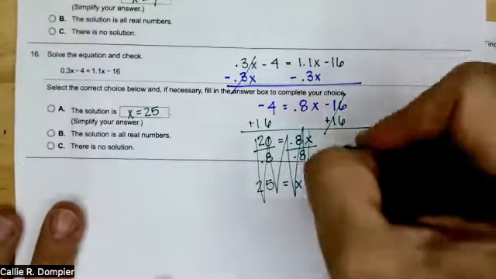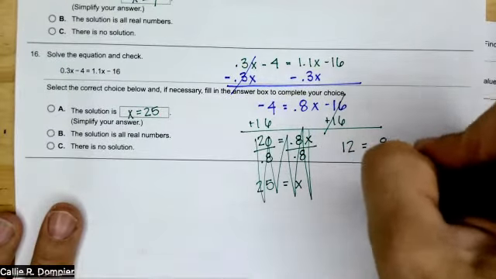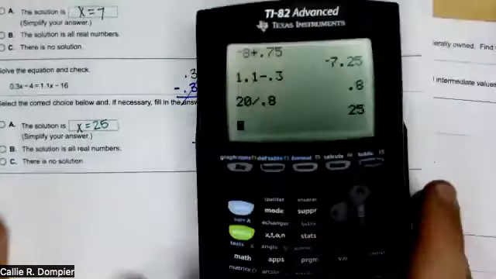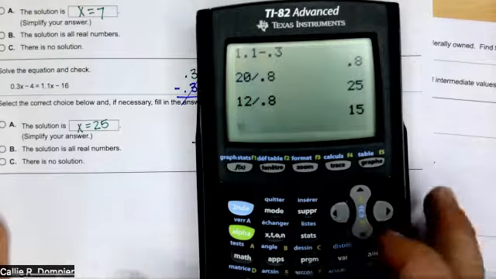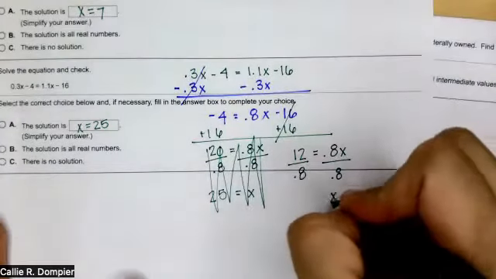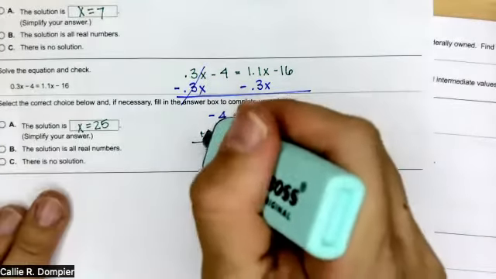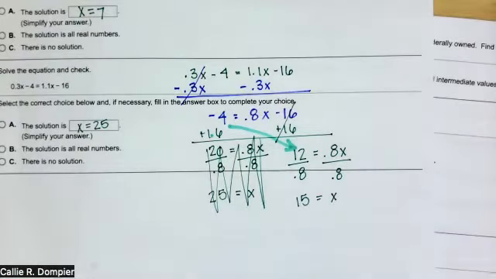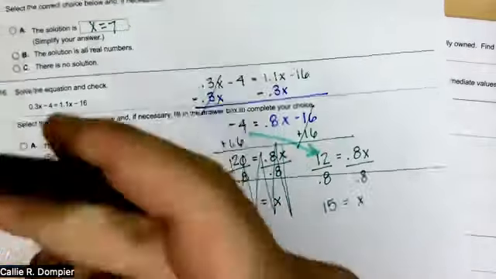16 minus 4 is 12. 12 equals 0.8x. Divide by 0.8. 15. All right, so I should have subtracted 16 minus 4 is 12, not 16 plus 4 is 20. Thank you. X is not 25, X is 15.